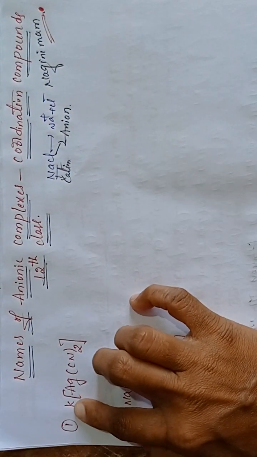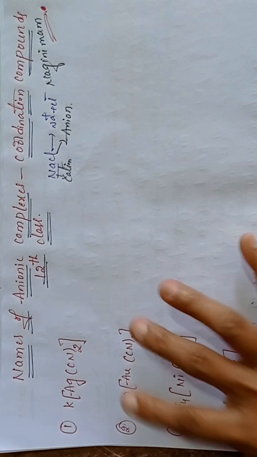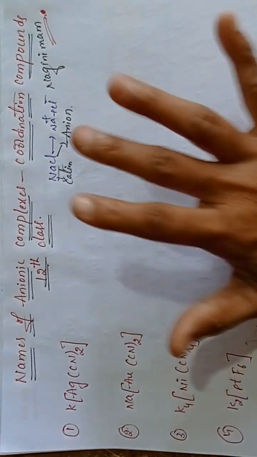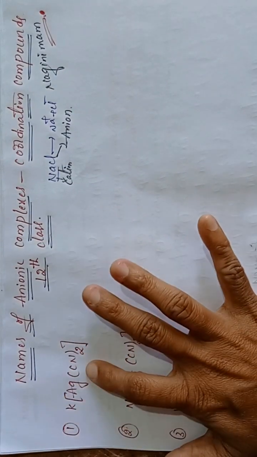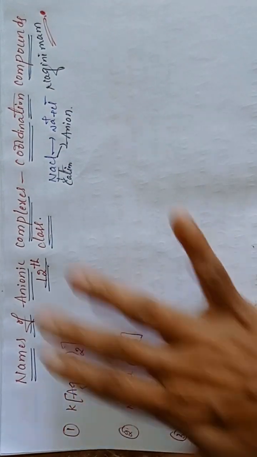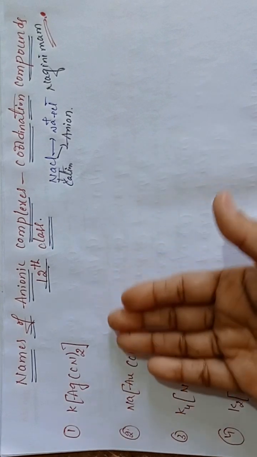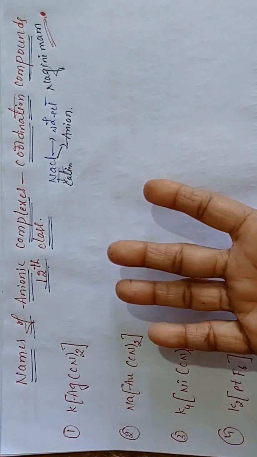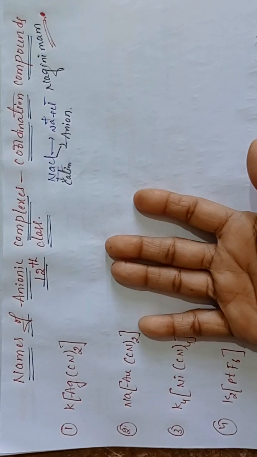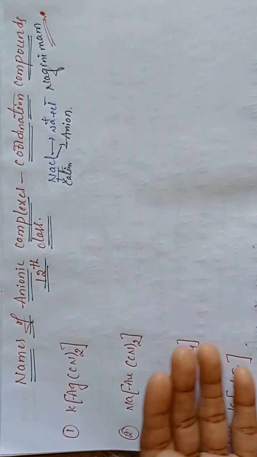This is cation, this is anion. In any salt, first cation, then anion. So the cation is there, and in the anion place the square bracket part is there. That's the anionic complex. If the square bracket part is in the cation place, that is a cationic complex. Are you understanding, students? I will take just one example.